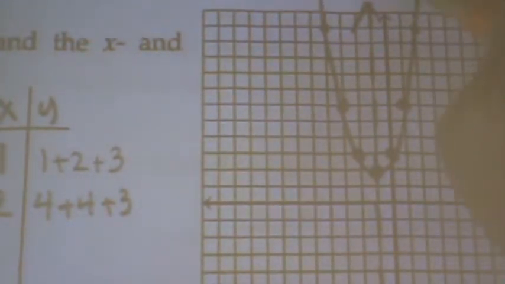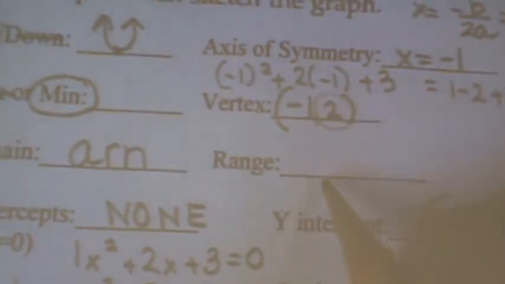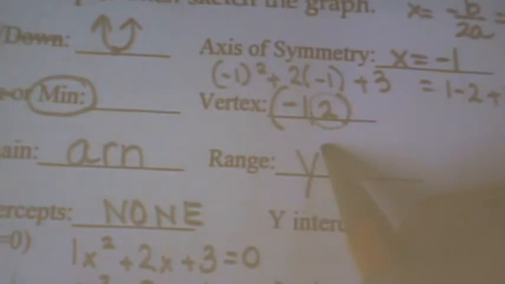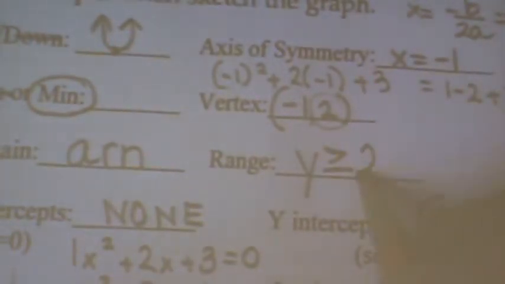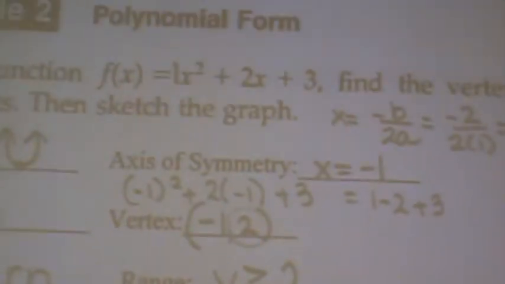There's one thing on my chart that I didn't finish. What is it? Your range. How do you find the range? Remember I said it's related to this y value. Your y values, because it's going up, are greater than or equal to this number right there. Okay.